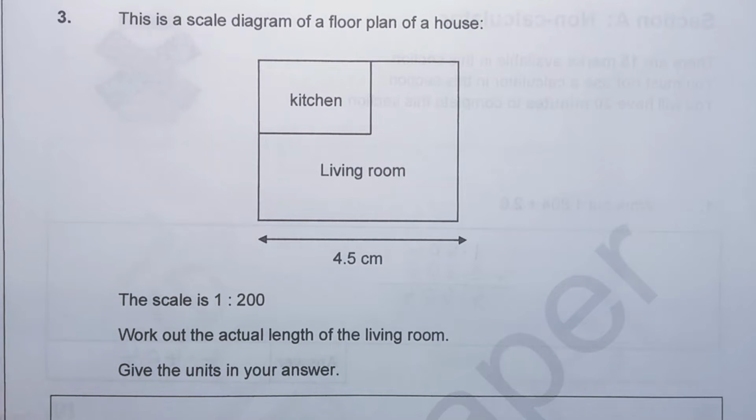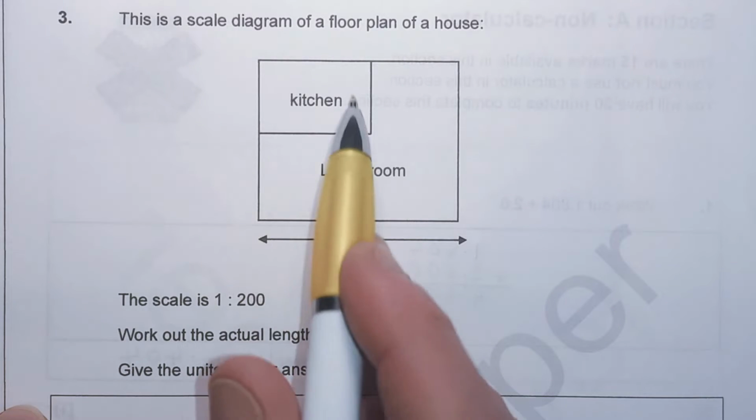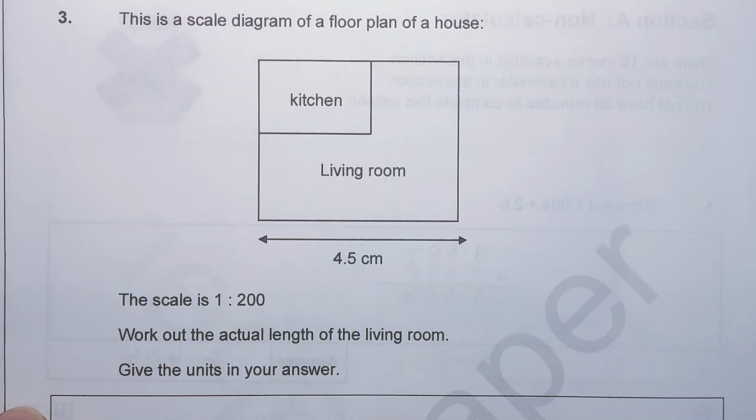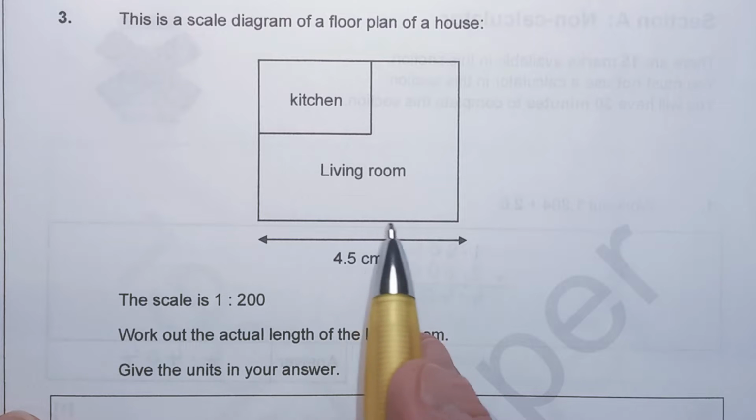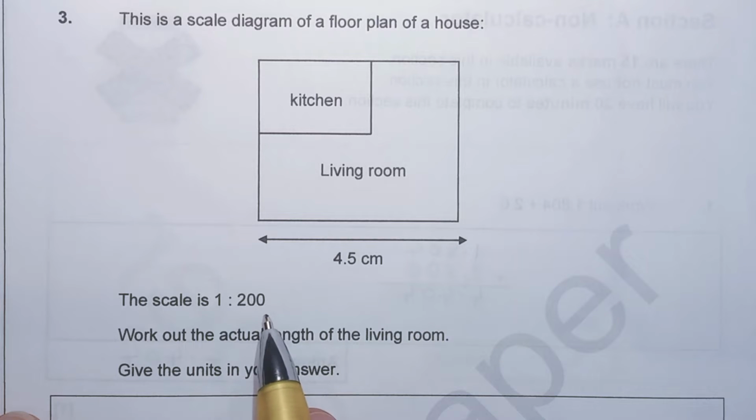Question 3. This is a scale diagram of a floor plan of a house. We've got the kitchen area and the living room. And we've got the distance across here, 4.5 centimetres. The scale is 1 to 200. So that means 1 centimetre on the drawing is 200 centimetres in real life. Work out the actual length of the living room. Give the units in your answer.